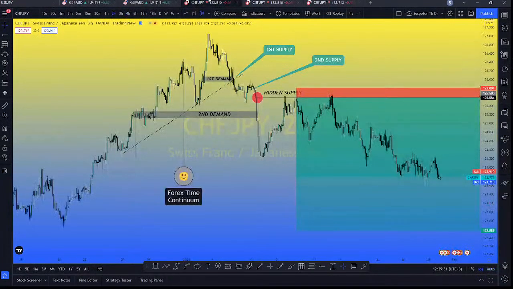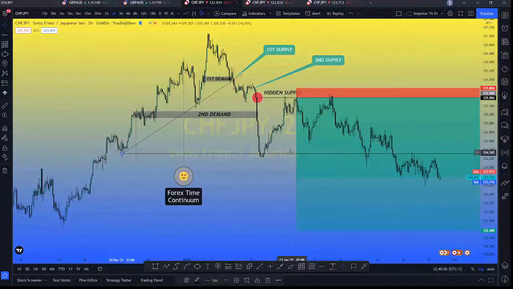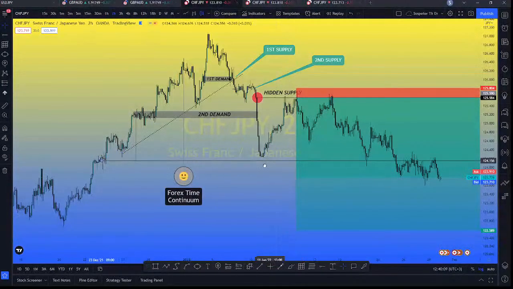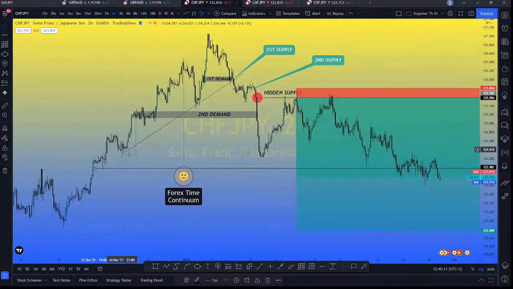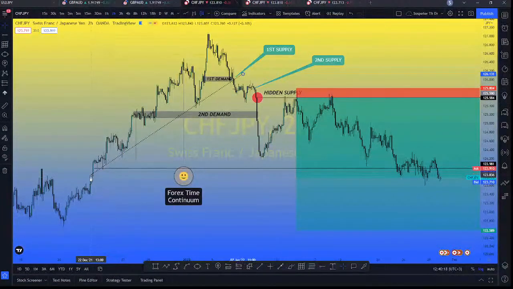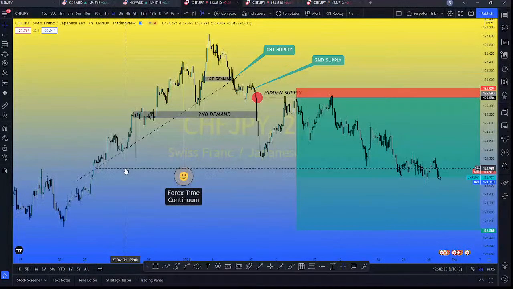Let me look for another example. Yeah, CJ. This is the CJ I was telling you about. So this is our source. This is our source demand zone. Let's push this trend line. So this is our source demand zone.